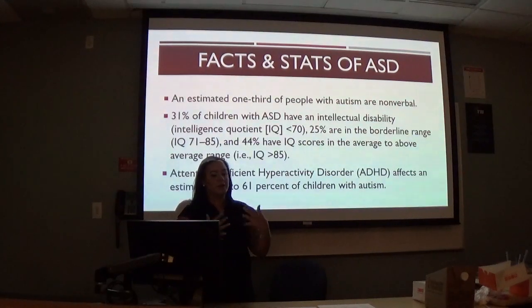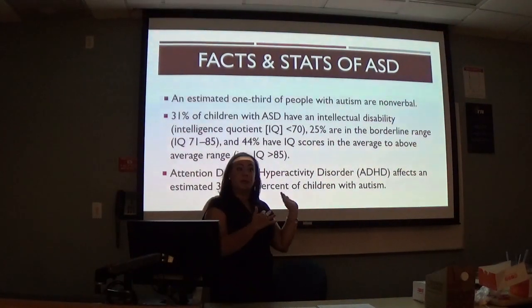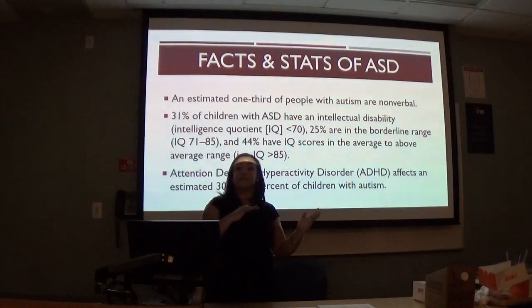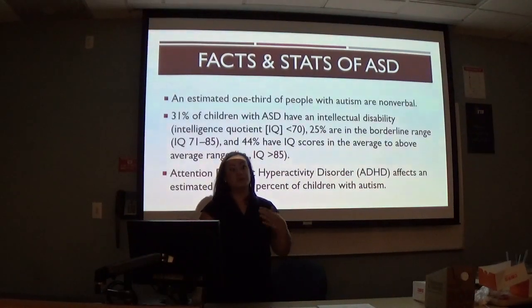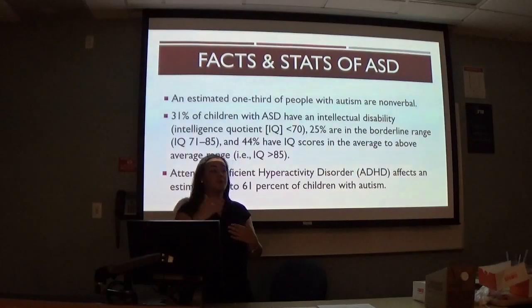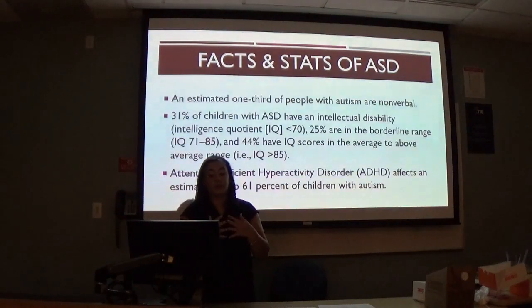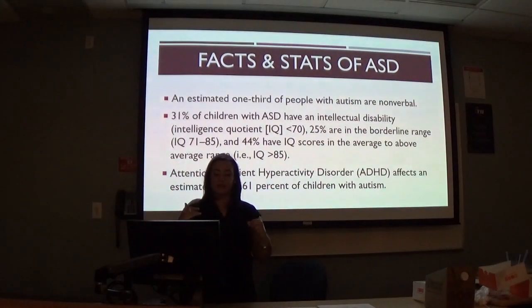So it's hard to say right now that's an accurate number, but is that reflective of students who really receive early intervention? We don't know. I guess it's just a wait and see approach to get a better idea of those numbers. And 31% of those kiddos also tend to have an intellectual disability. 25% of our population has a borderline range, what is considered a below average IQ score, and then 44% have it within the average range of the general population.